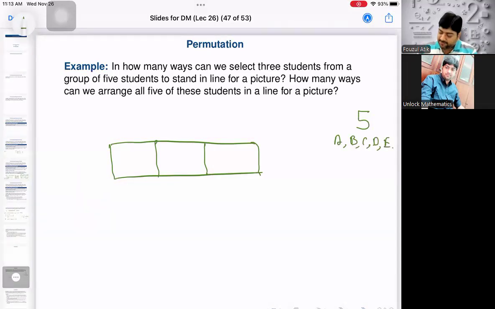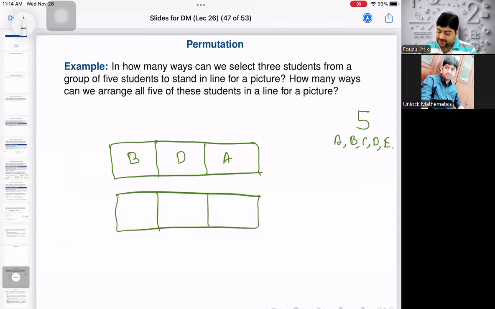Now, how will you take the picture? Suppose in the first position, maybe student B is there. Second position, maybe student D is there. Third position, student A is there. This is possible, so this is one arrangement. In another way, the first position may be D, then B, then A. But these two are different, right? Because here B is in the beginning, D is the second one, A is the third one, whereas in this one, D is in the beginning, B is in the middle, and A is last. So they are different, correct? So this is how you have to arrange it. So how many different ways can you do that?